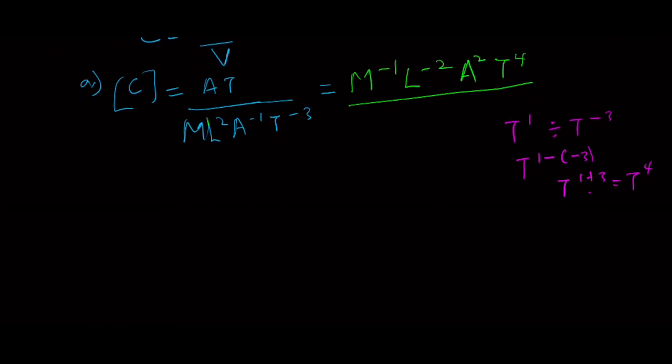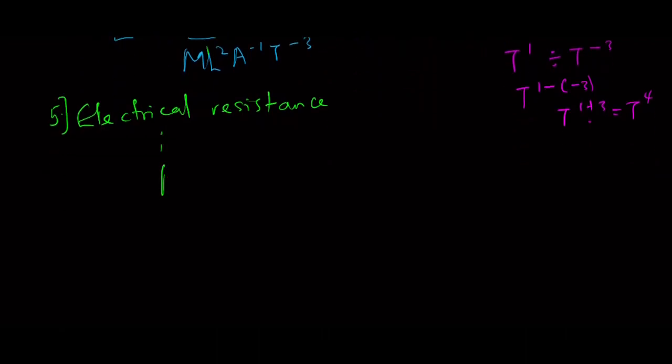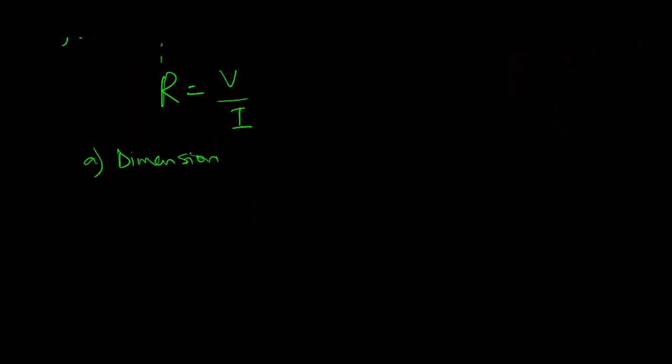Now let's look at number 5, which is electrical resistance. Simply call it resistance. Electrical resistance, from Ohm's law, we define it as R equals V over I, V over I from Ohm's law. So let's work out the dimension as well of electrical resistance. Now, assuming we did not know the dimension of voltage, it would be hard to work out the dimension of resistance.